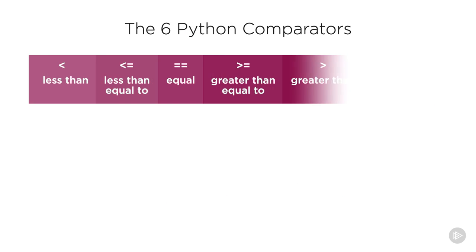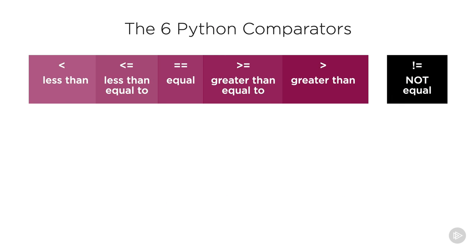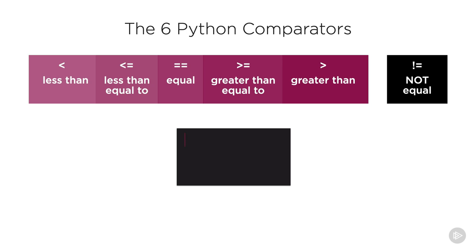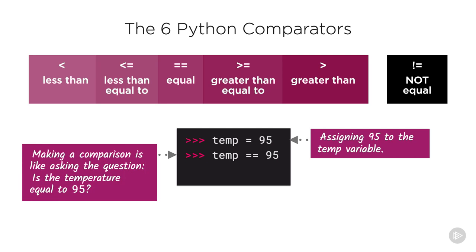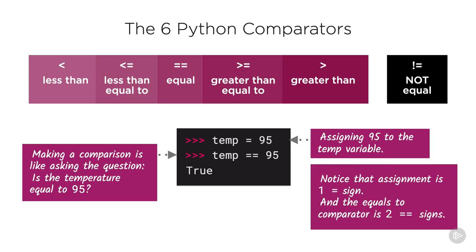There are 6 comparators in Python: less than or equal to, equals, greater than or equal to, greater than, and not equal. From the interpreter, let's assign the value 95 to the temp variable, short for temperature. Then we can enter temp == 95 for checking if temp is equal to 95, and we can think of it as asking, is the temperature equal to 95? And we get true because 95 is equal to 95.